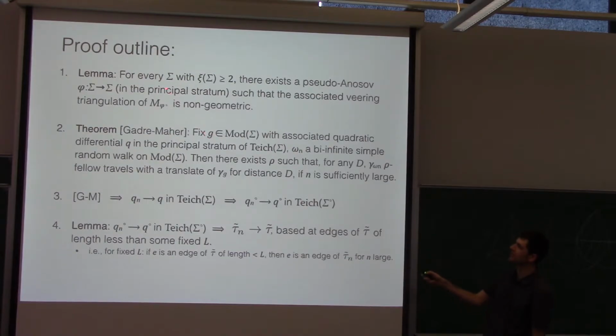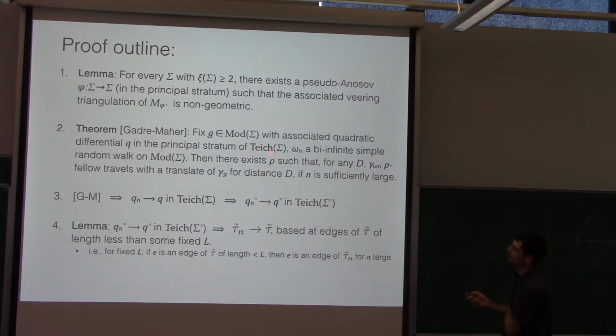So this g is going to come from this lemma up here. This is going to be my guy that I know has a non-geometric veering triangulation. Actually, I have to translate it, because I want a base point. I want it all to stick near that base point. But that's okay, because translation is just conjugation, and that's not a problem.